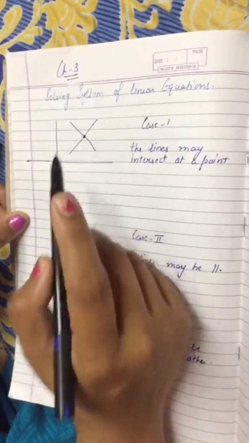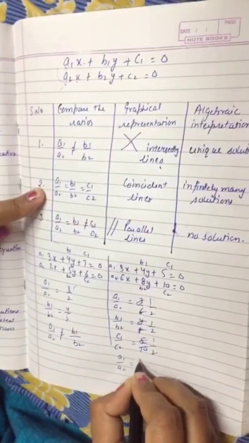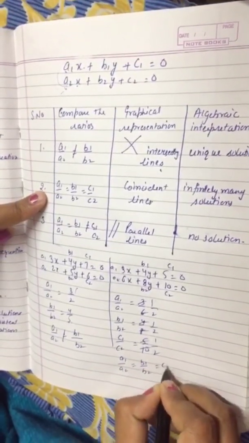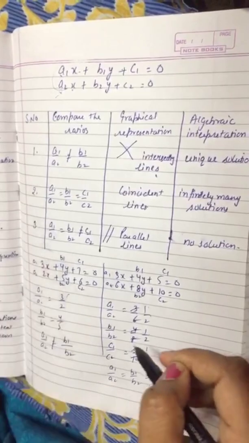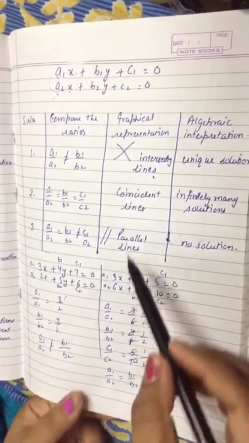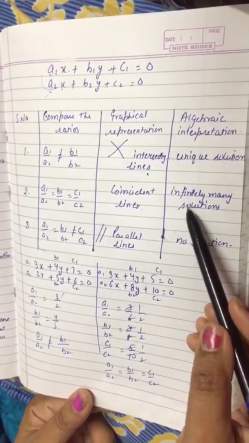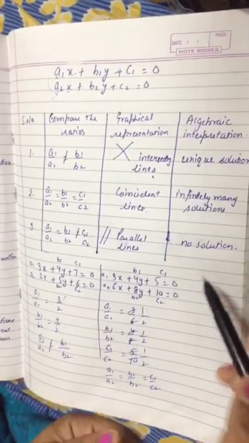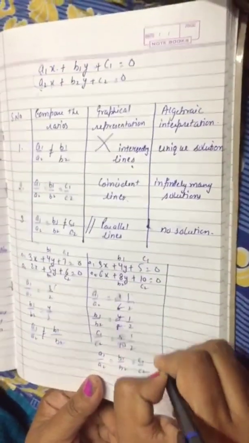So how many solutions are there? There is a1 by a2, b1 by b2 and c1 by c2. All the ratios are 1 by 2. So we can say that these are the coincident lines, and they have infinitely many solutions.